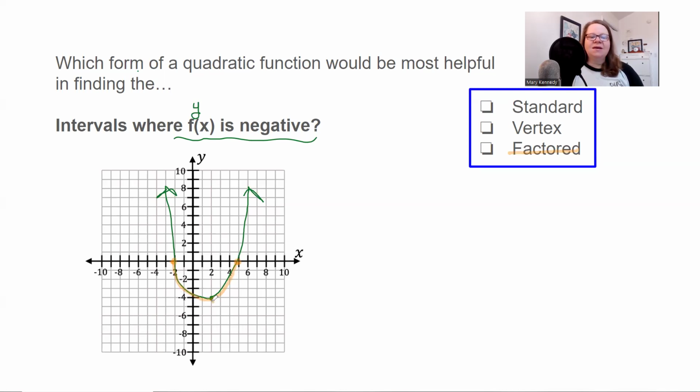Just knowing the vertex doesn't necessarily tell me how far the range is, or the intervals for x to be negative. So I don't know if it's just right beside the vertex, if it's further out. I don't know if it's negative all the way from here to here. So the factored form is what I'm looking for there.